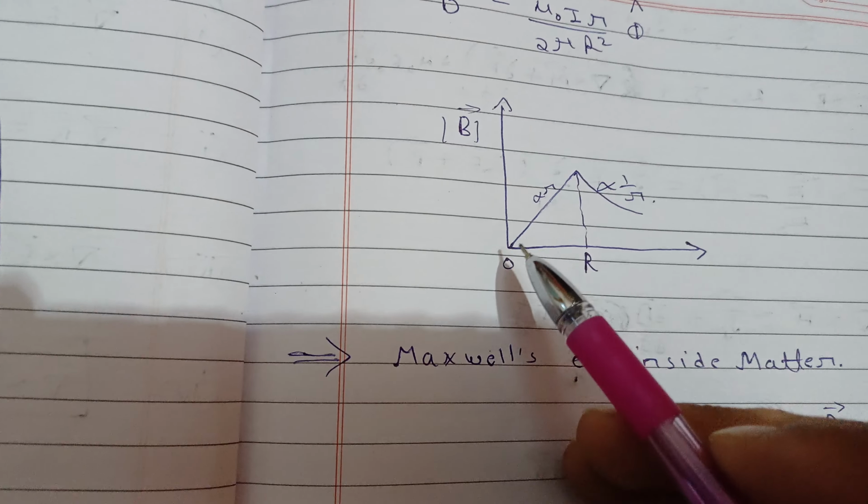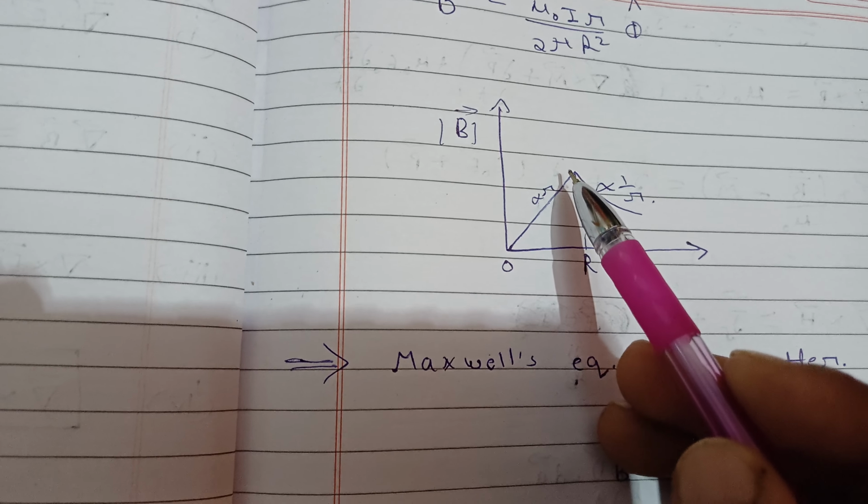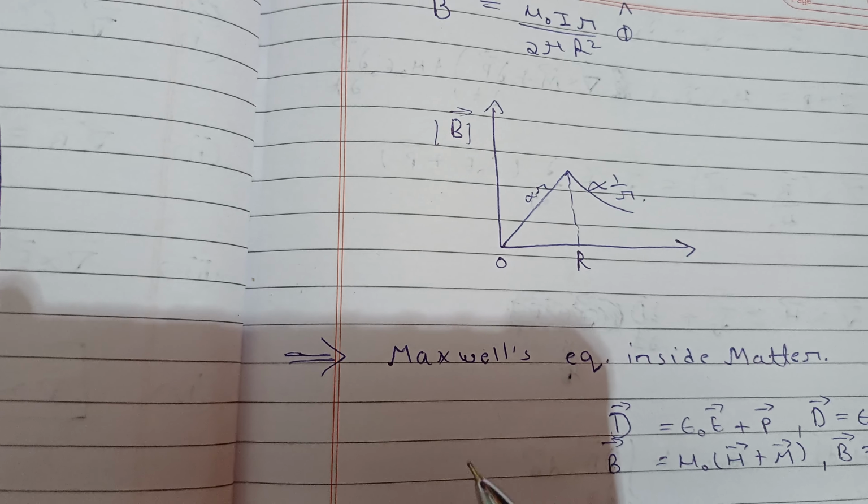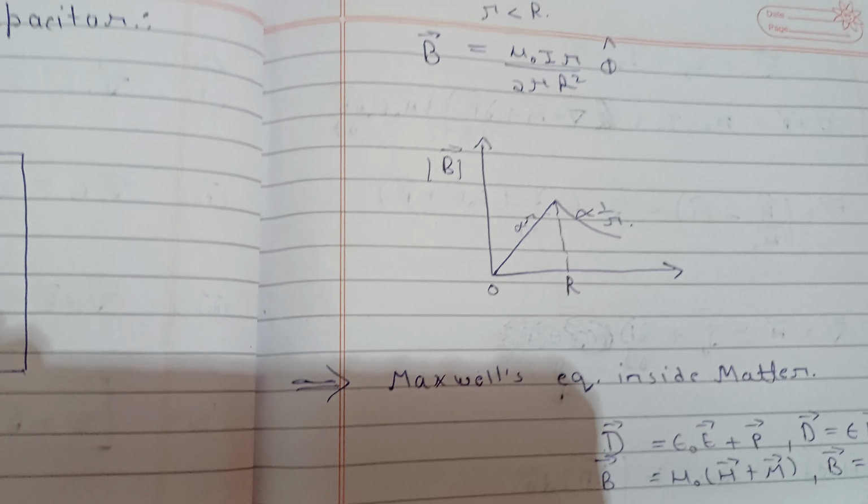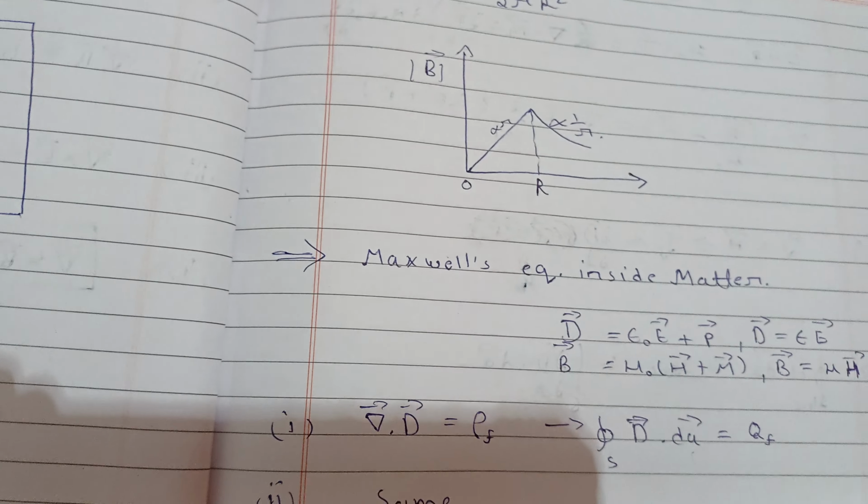So the graph will be like this: up to capital R it will be like this, and after R it will be like this. That's how your magnetic field will change. So you must remember this, it can be asked in the exams.